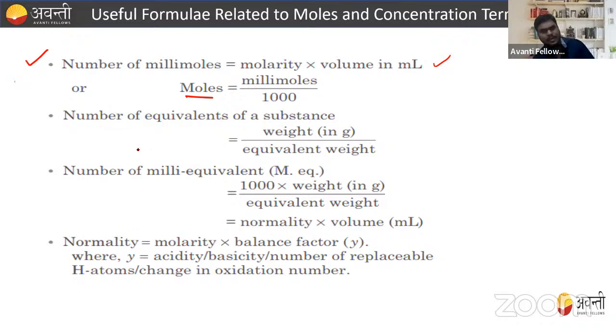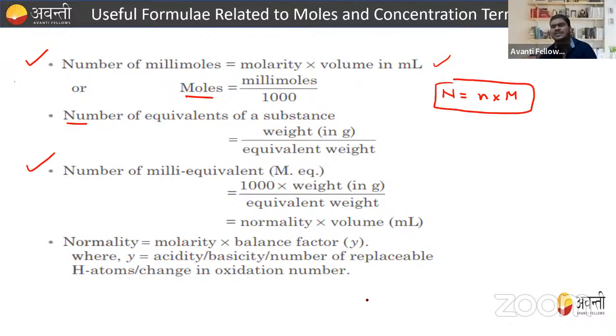Now, the number of equivalents of a substance is equal to weight upon equivalent weight. This is how we can calculate the number of equivalents of a substance. Similarly, if someone asks how to calculate the number of milliequivalents, we can calculate 1000 into the weight upon the equivalent weight, or we can say this is equal to normality into volume in ml. There is a relation between normality and molarity: normality is equal to n factor into molarity. So this is how we calculate normality and molarity. What is this n factor?